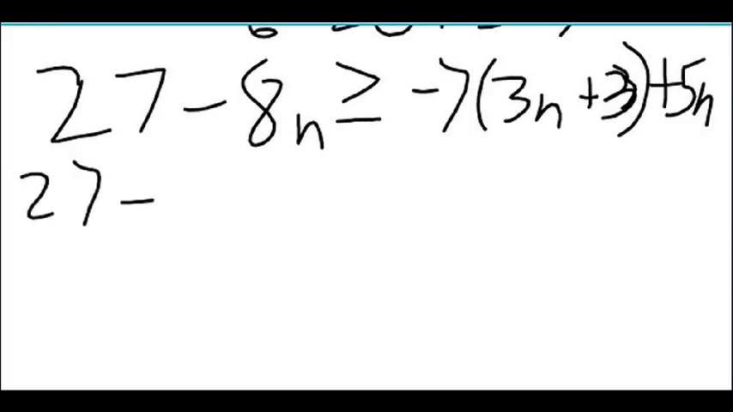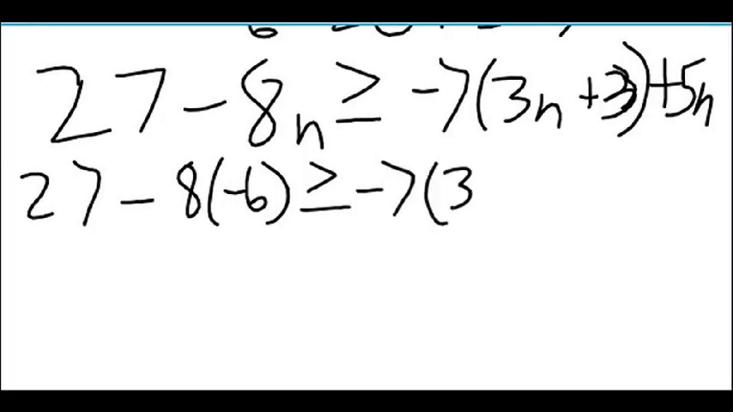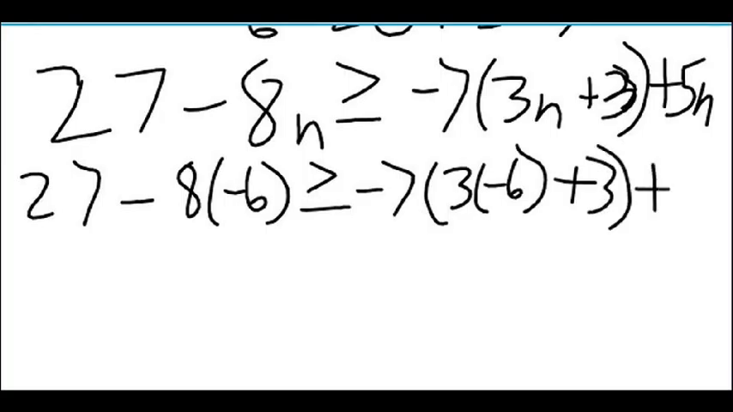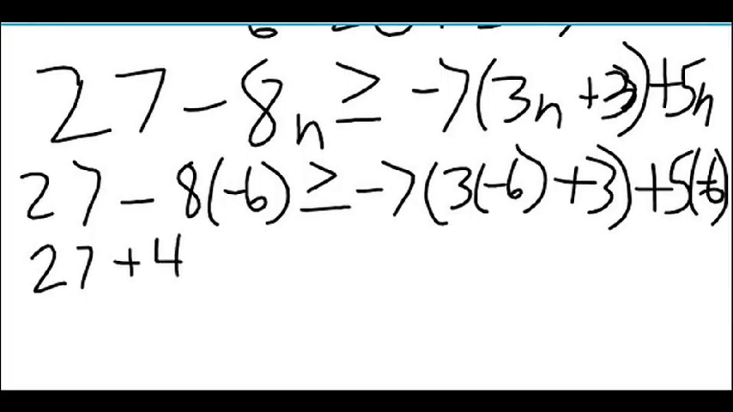So we have 27 minus 8 times negative 6 is greater than or equal to negative 7 times 3 times negative 6 plus 3 plus 5 times negative 6. Yeah, this is a lot to write. So we have 27. Let's do order of operations. On this side, negative 8 times negative 6 will give us positive 48. On that side, let's work with the parentheses and work outwards. We have 3 times negative 6, which gives you negative 18 plus 3.